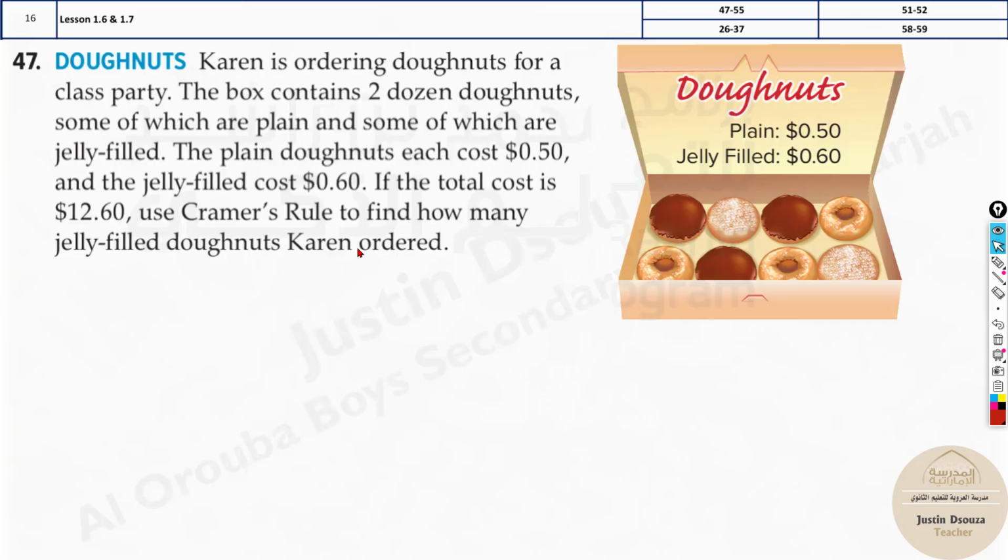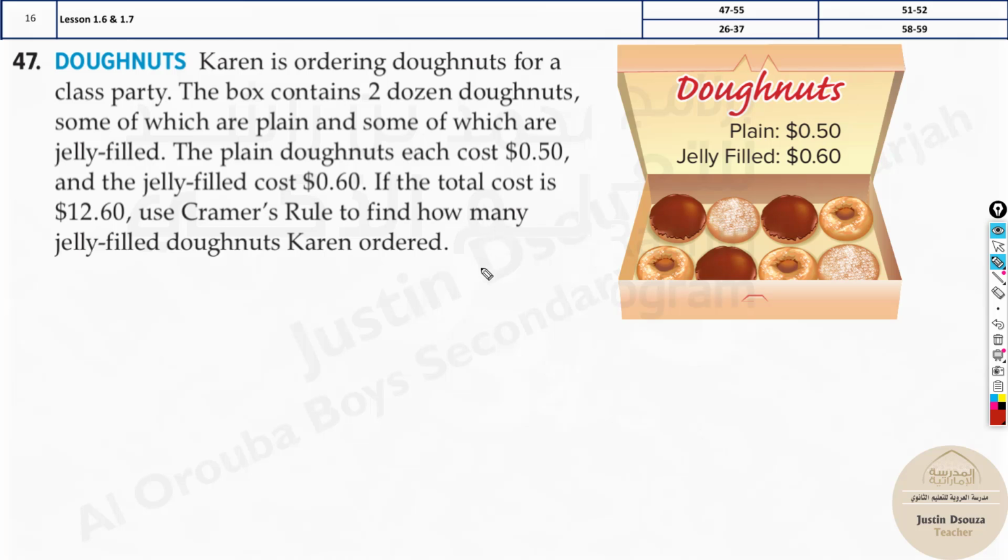Now over here we have a real world problem. Donuts. Karen is ordering donuts for a class party. The box contains 2 dozen donuts. 2 dozen means 24, 1 dozen is 12. Some of which are plain and some of which are jelly filled. The plain donuts cost $0.5, whereas jelly filled cost $0.6. If the total cost is $12.6, use Cramer's rule to find how many jelly filled donuts Karen ordered.